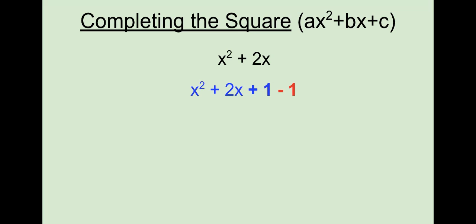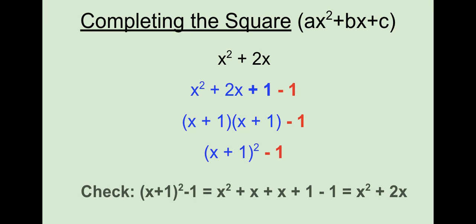Okay, and then x squared plus 2x plus 1 is x plus 1 times x plus 1. That minus 1 just comes along for the ride. And then you can see I get my perfect square. All right, so x plus 1 squared minus 1. Okay, so just like before, I could check my factoring. Let's check that I did this correctly.